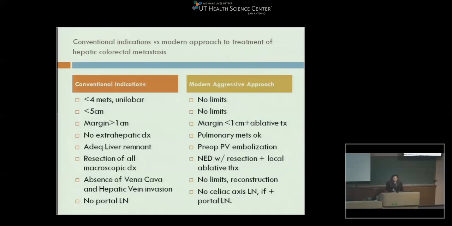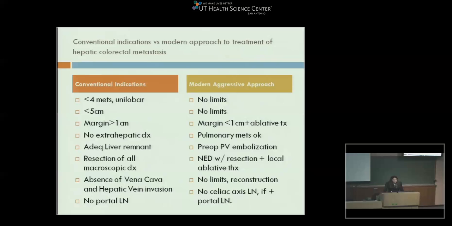In the case of extrahepatic disease, as long as you have pulmonary disease that is also deemed resectable, then it's also okay. In the case of you not having an adequate liver remnant, there are cases of the portal vein or the vessels that go to the specific area of the tumor being embolized to try to induce hypertrophy of the liver remnant. And then again, even if you can't resect all the macroscopic disease, there are other local therapies that you can do that can still encourage you to do the resection.